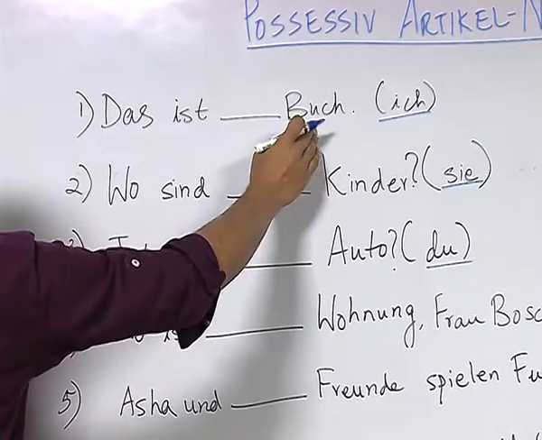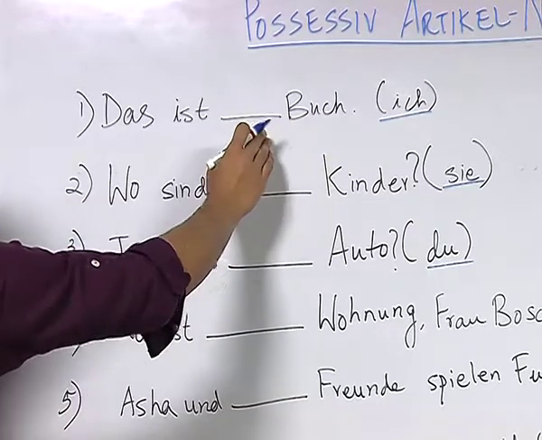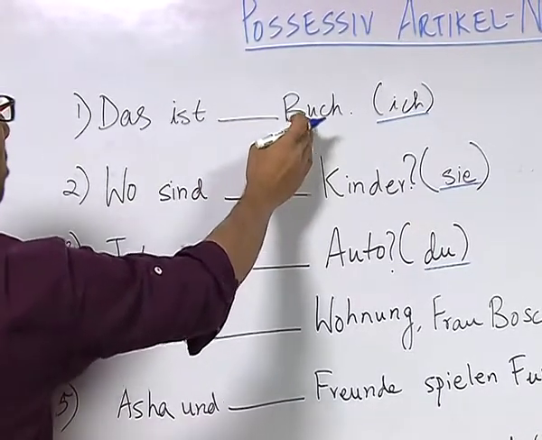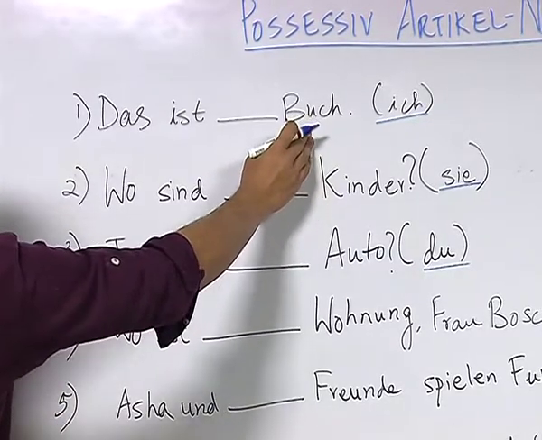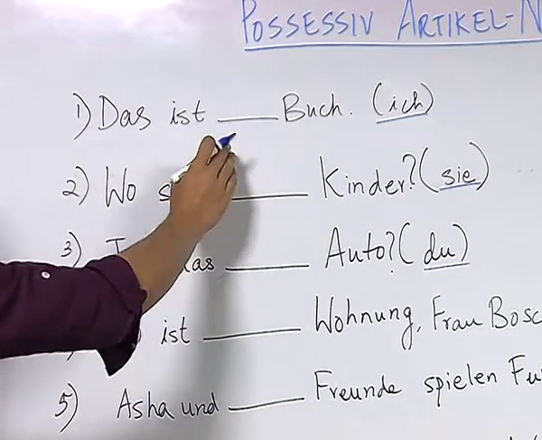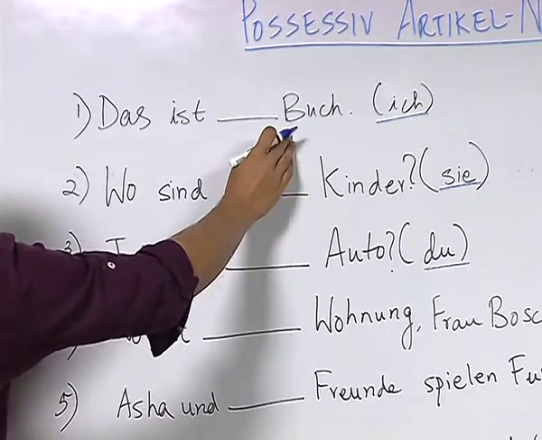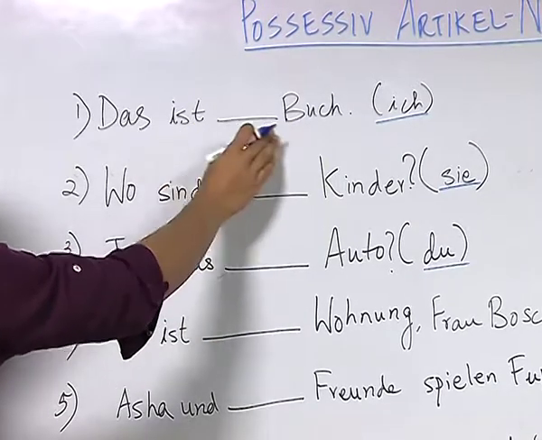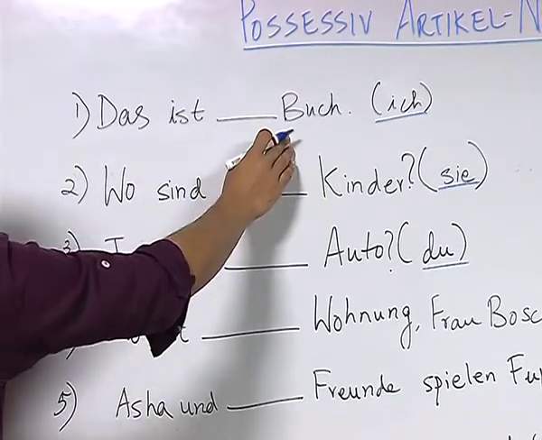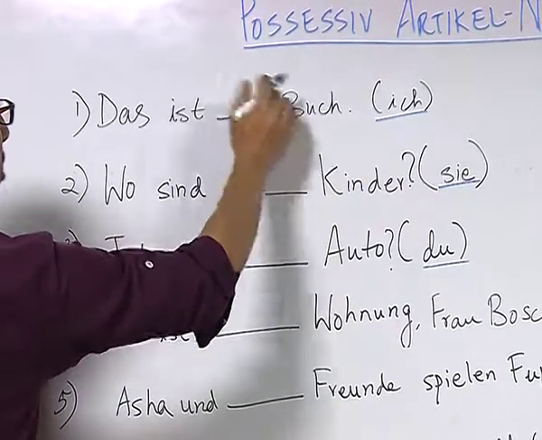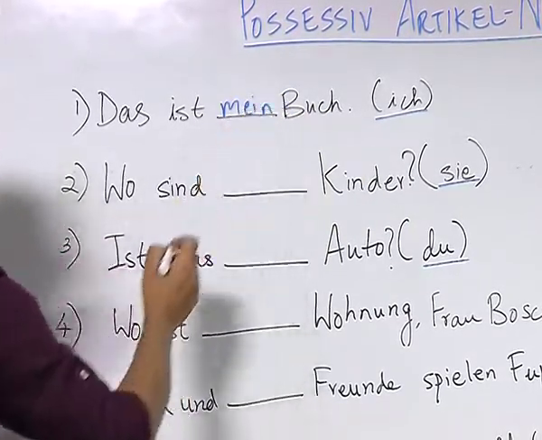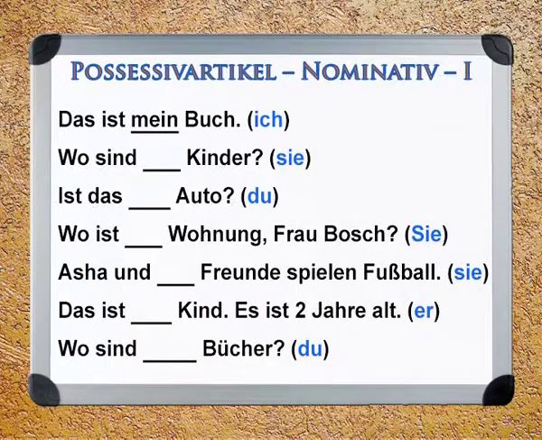Now, here we have the noun. We already know that the possessive article is written before the noun, and if you know the article of this noun, you can easily write the possessive article. You know that the article of the noun Buch is das Buch, and as you can see, this sentence is in nominative. So, we write for ich, mein Buch.